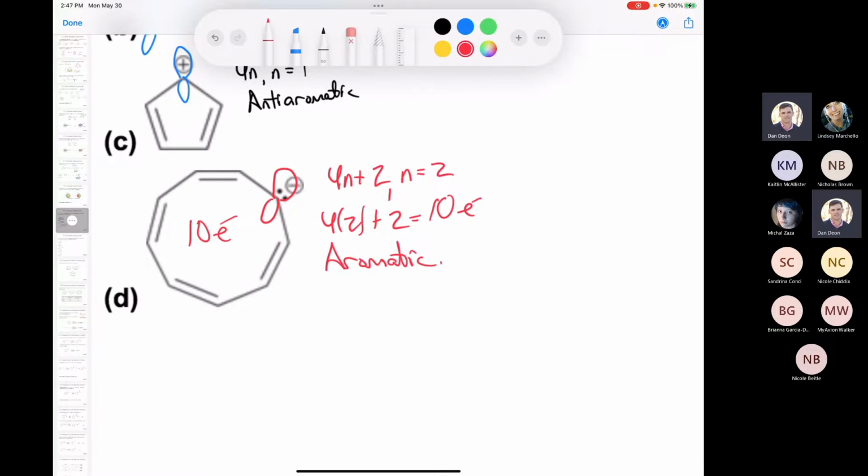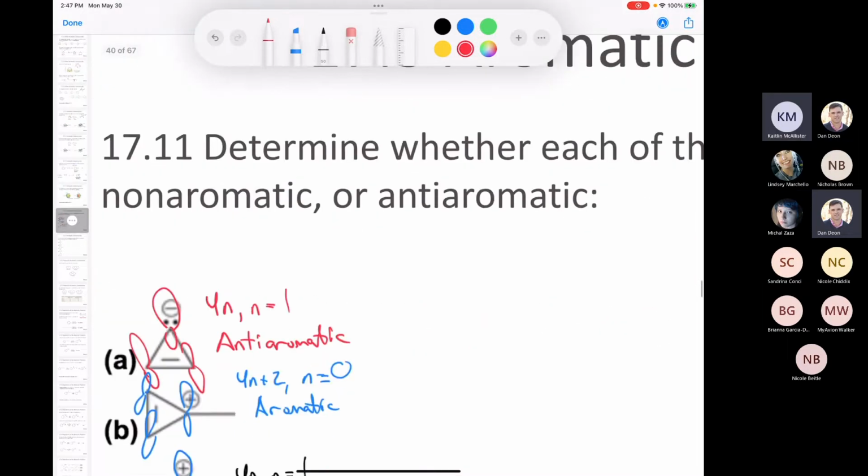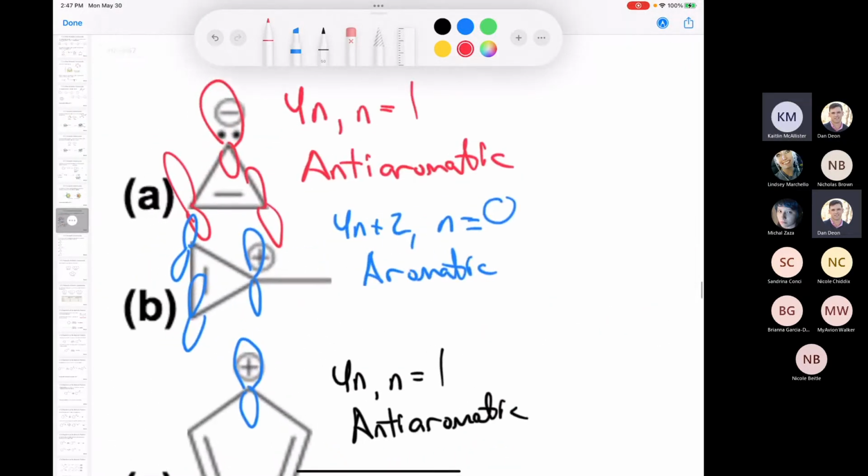Okay, let's try a couple more. So in those first two examples you did, can you explain which electrons you are counting to see if it has 4n plus 2? So in the first one, I'm counting these 2 electrons and these 2 electrons. That makes a total of 4 electrons, 2 in the lone pair, 2 in the pi bond, 4n when n is equal to 1. 4 times 1 gives you 4. So that would be a non-Huckel number. That's a 4n number, and therefore that renders this anti-aromatic.